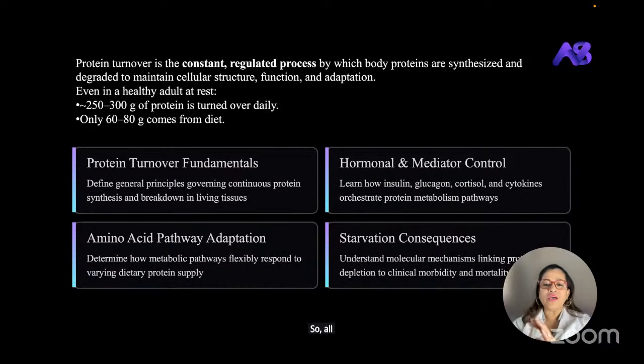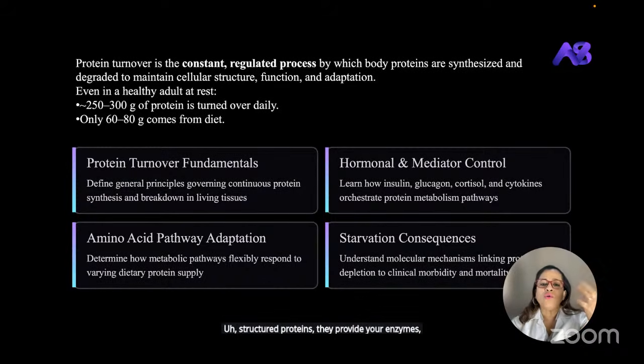All amino acids circulate in a common metabolic pool that is derived, one, from dietary intake. Then there is tissue breakdown, and there is de novo synthesis, that is non-essential amino acids. So this is the pool that we are talking about: dietary intake, tissue breakdown, and de novo synthesis of non-essential amino acids. Now this pool supplies amino acids for structured proteins. They provide your enzymes, hormones, immune proteins, sometimes even gluconeogenesis.